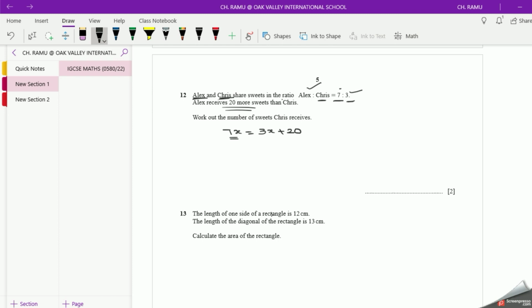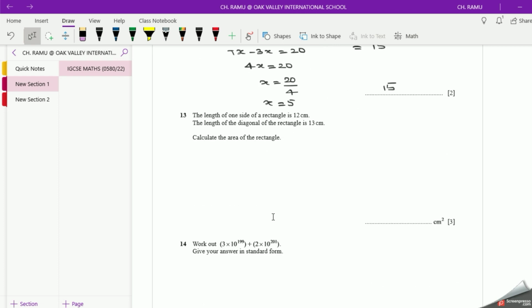That is 7x minus 3x is equal to 20. 7x minus 3x is 4x is equal to 20. x is equal to 20 by 4. So x is equal to 5. But I need to find out how much Chris will get. Chris's part is how much? 3 parts, that is 3x, that is 3 into 5 is equal to 15. So the number of sweets that Chris receives is 15.